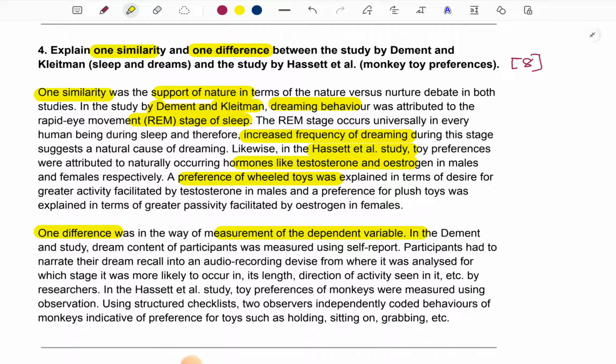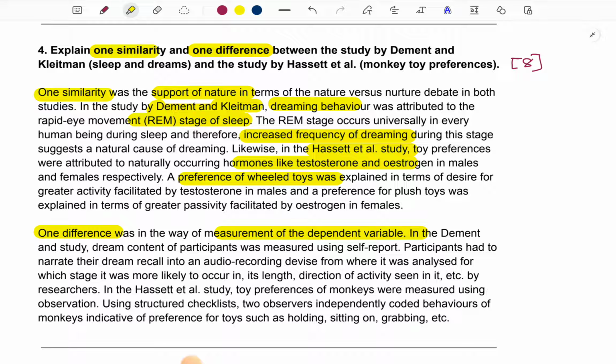In my mind, whatever comes across as most obvious or glaring, I like to pick that one because I find it easy to explain. There are so many other differences which are possible, which you could address. For example, one more which is very glaring is the use of human participants versus animal participants. Another is that the subject of the study is different. In their case, it was about dreaming behavior, and in Hassett's case, it was about toy preferences.